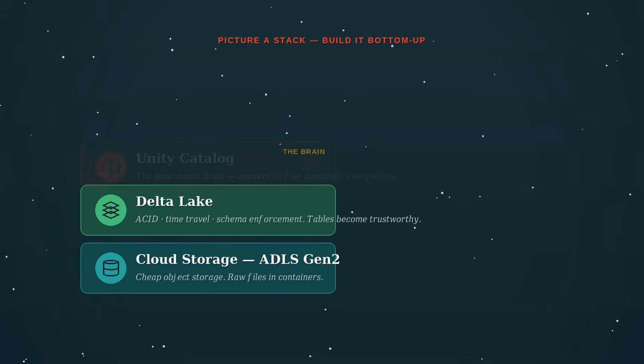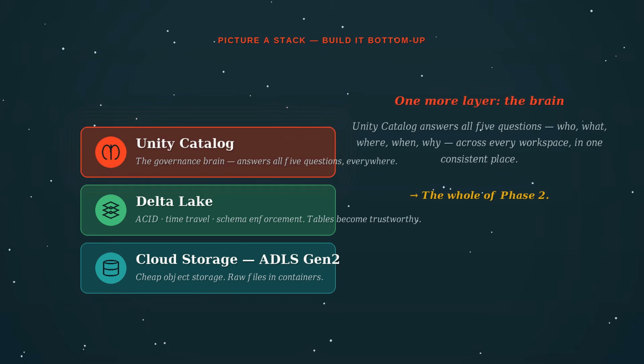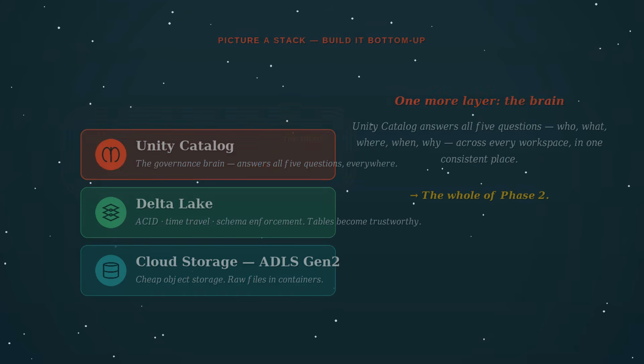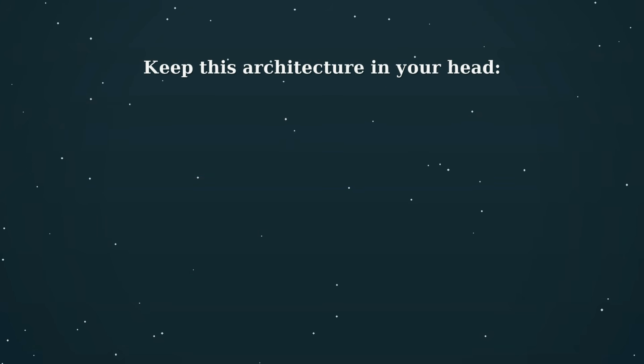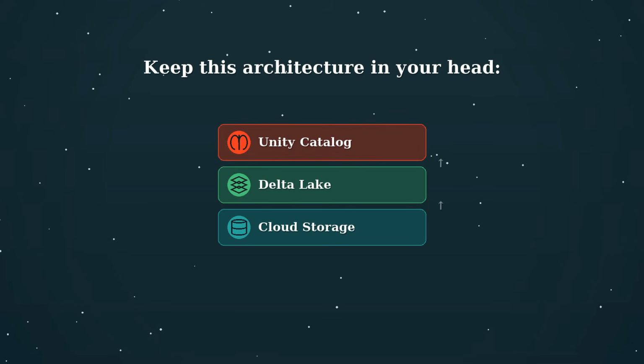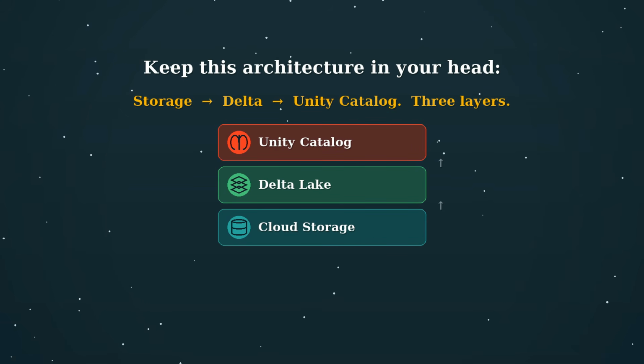So we need one more layer on top, the governance brain. In Databricks, that brain is called Unity Catalog. And Unity Catalog is what answers all 5 of our questions: who, what, where, when, and why. Across every workspace in one consistent place. We are going to spend the entire next episode on Unity Catalog. So today, I just want the architecture in your head: storage, then Delta, then Unity Catalog on top. That is the 3 layers.